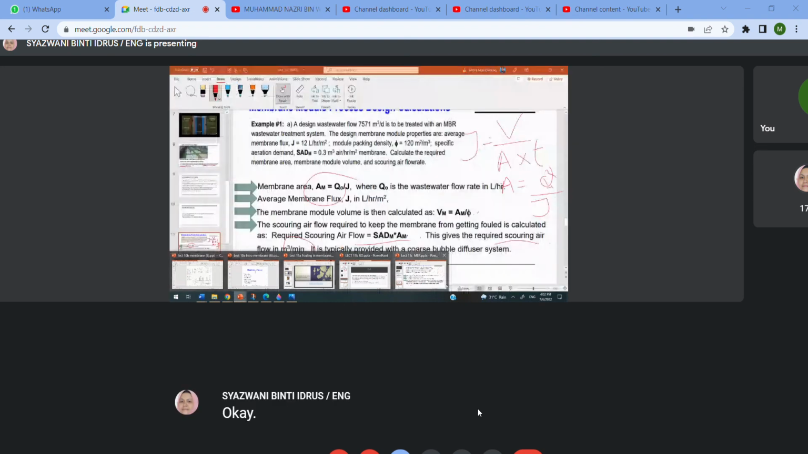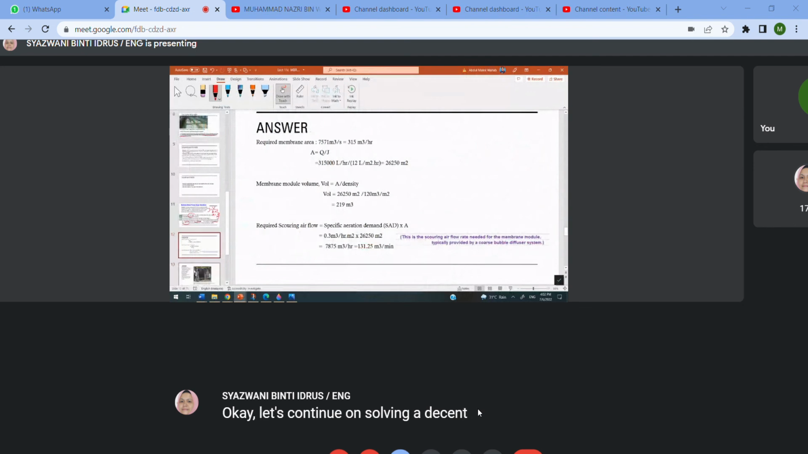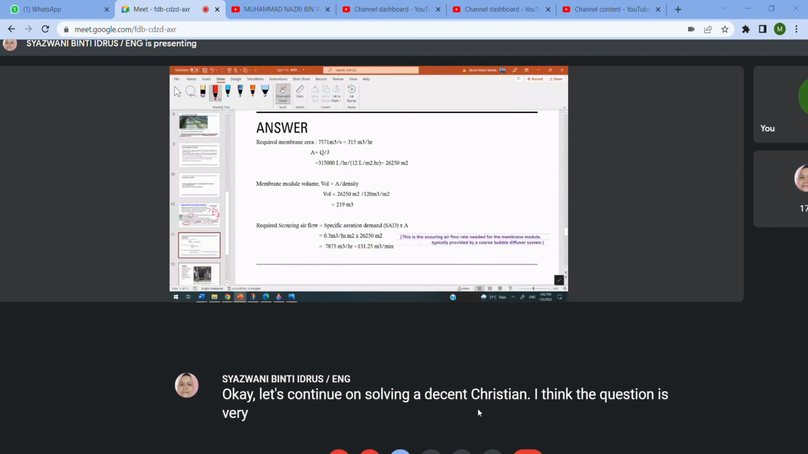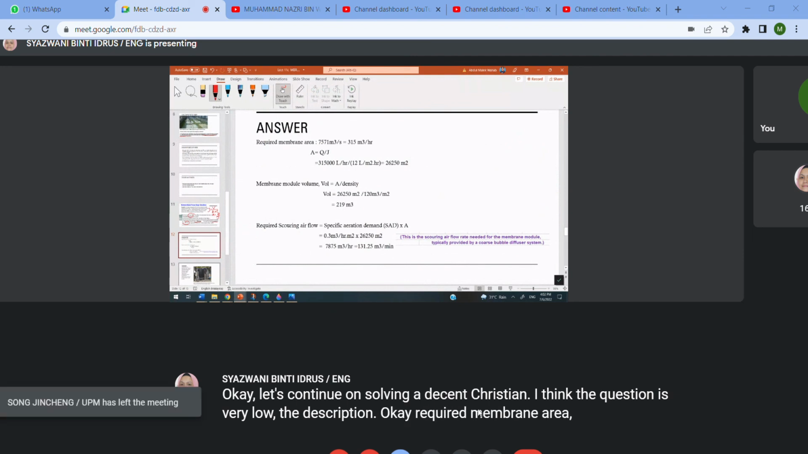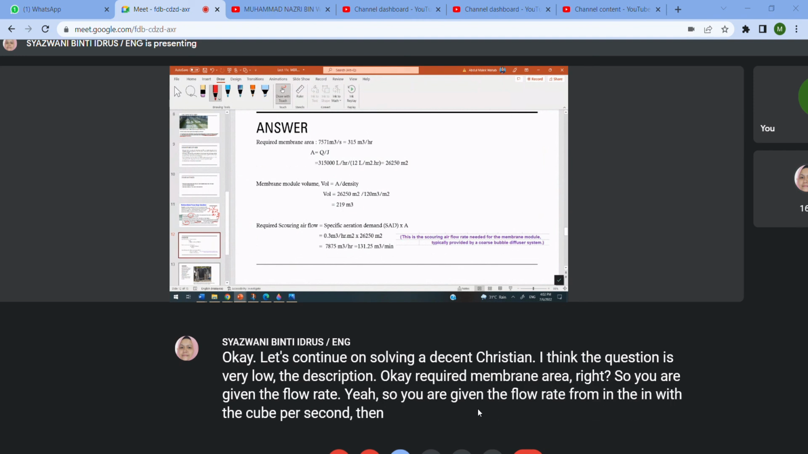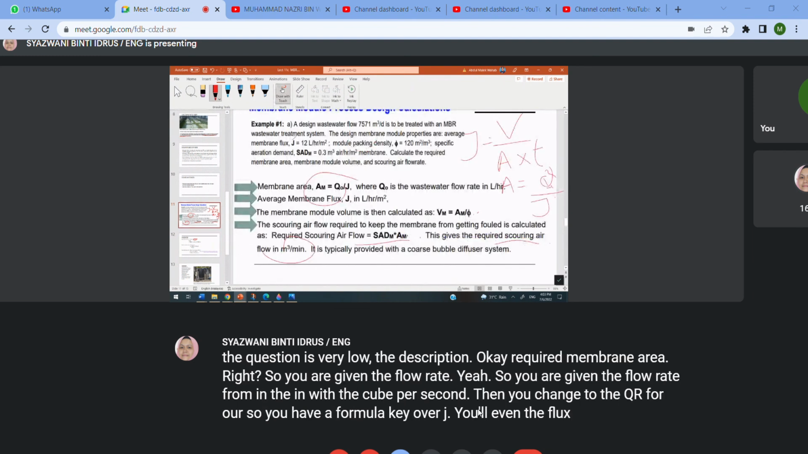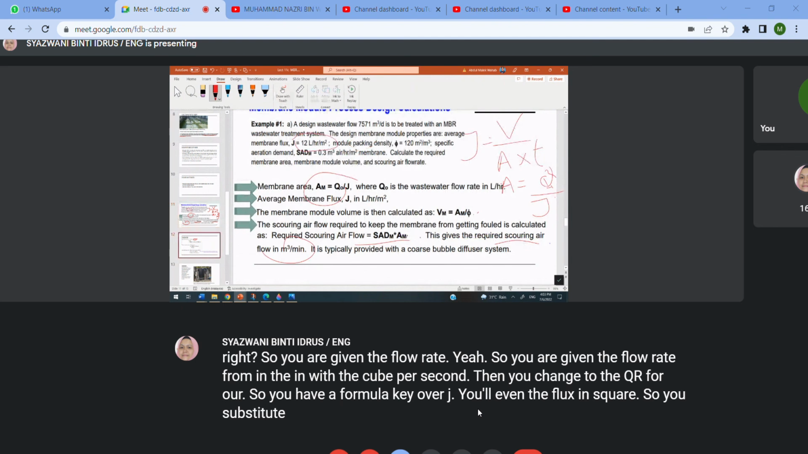Okay, let's continue solving this question. Very short. I think the question is much longer than the solution. Required membrane area: you are given the flow rate in meter cube per second, then you change it to meter cube per hour. So you have the formula A equals Q over J. You are also given the flux rate, which is 12. So you substitute the value, then you get the area.